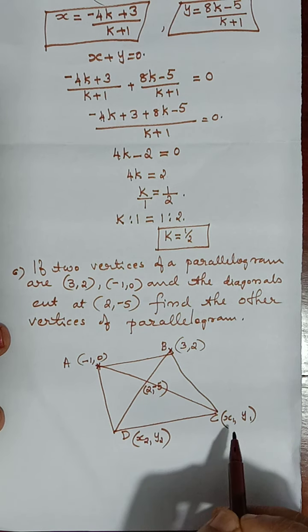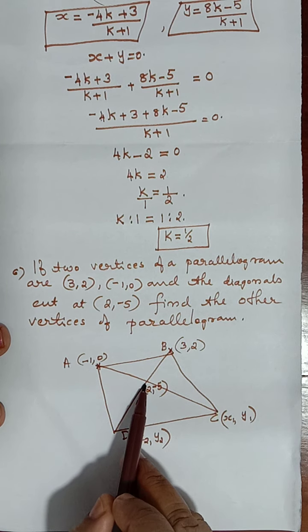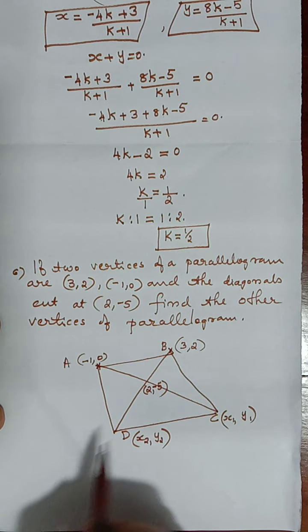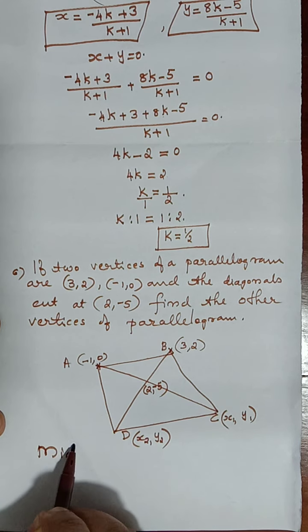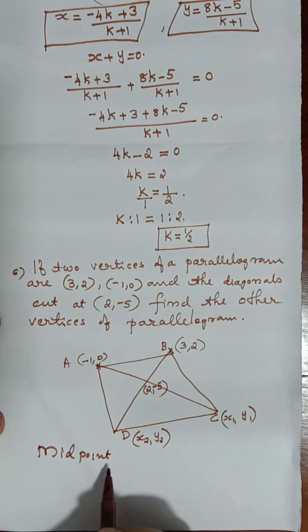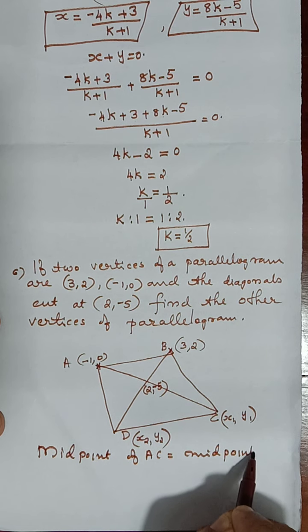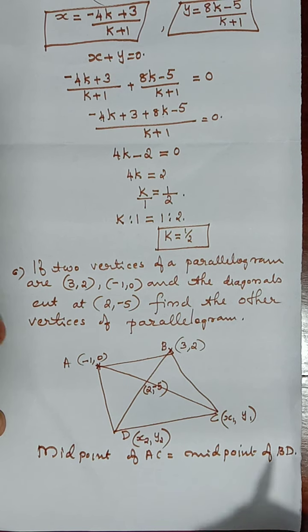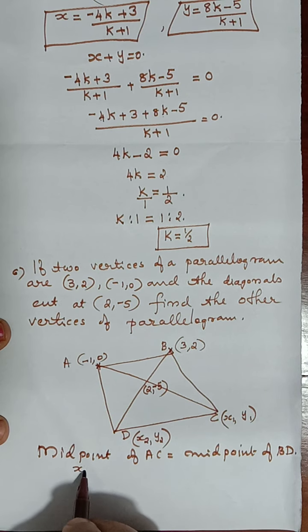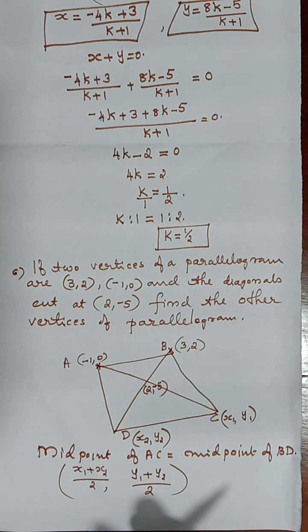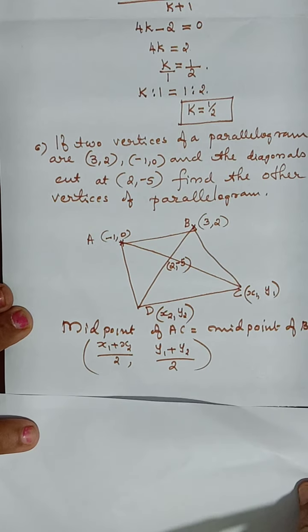Now, how do we get x1, y1? This is actually the midpoint of AC. Midpoint of AC will be equal to midpoint of BD. That is what here we are going to use. Midpoint of AC equal to midpoint of BD. We have the formula ((x1 + x2)/2, (y1 + y2)/2). This is the midpoint formula. According to the question, we have to substitute now. Let us substitute.